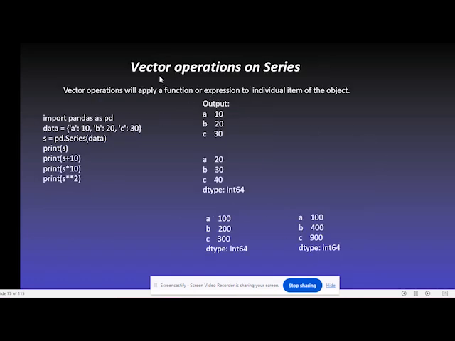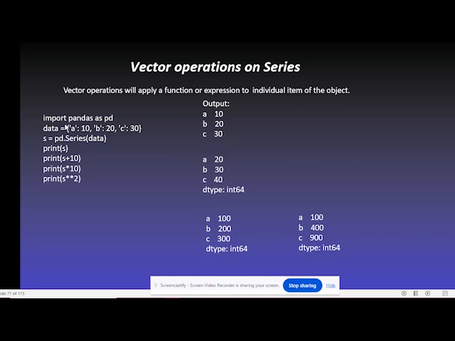Next is vector operations on series. Vector operations will apply a function or expression to each individual item of the object. In the series, if we multiply a series with a number, what will happen? Each value in the series will be multiplied with the number. If we add a number to a series, each value in the series will be added with that number at that particular index. That is called vector operations.